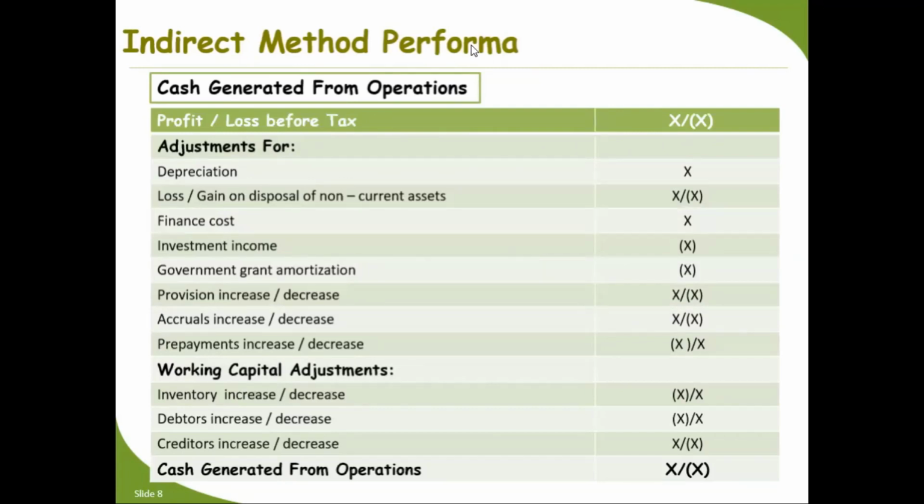Here, rule of thumb is expenses nature items will be added. Why? I will talk about later. And revenue nature items will be subtracted. Okay. Now, there are two possibilities, that some expenses and some revenues are non-cash. We are supposed to make their adjustments.